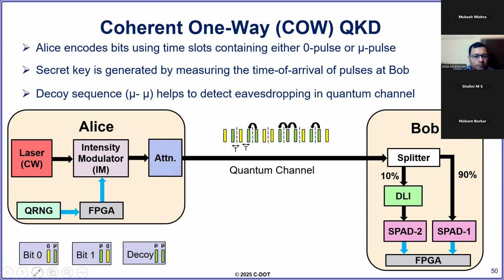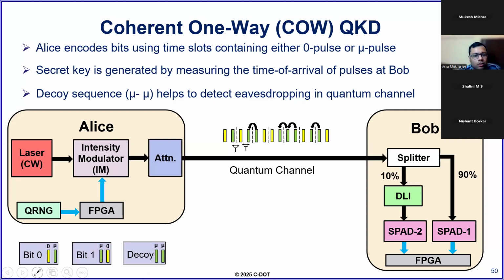Now, this time slot, the yellow part or the green part, is typically 125 picoseconds, and the repetition rate is around 500 megahertz. So each period is one nanosecond, total 2 nanoseconds, and then it becomes 500 megahertz. As I told, if there is a photon in late, it is bit 0. If there is a photon in early, it is bit 1.